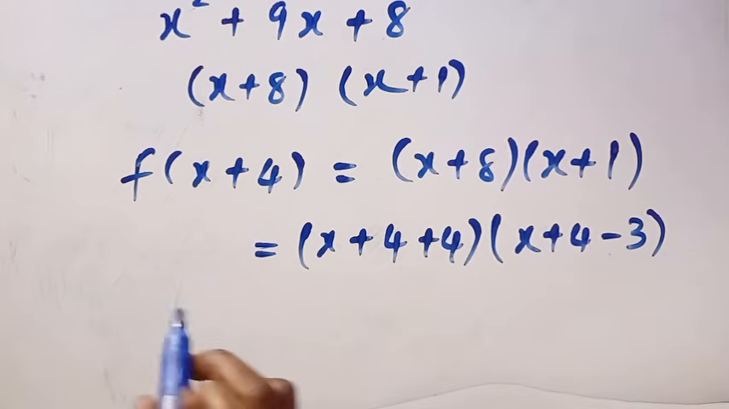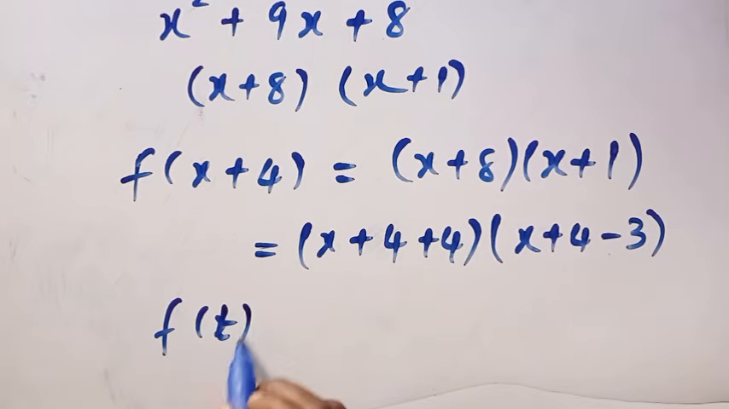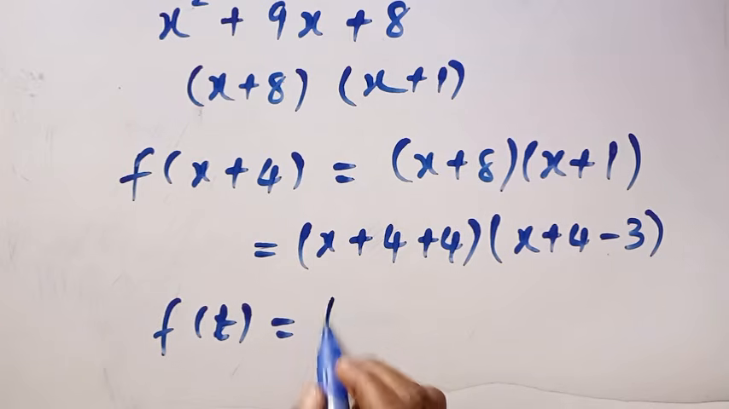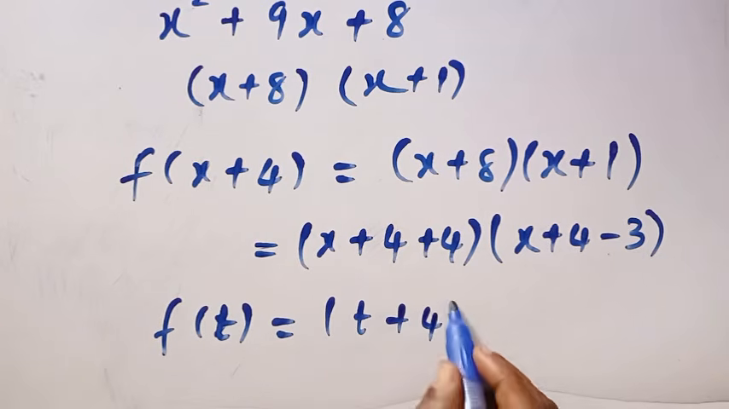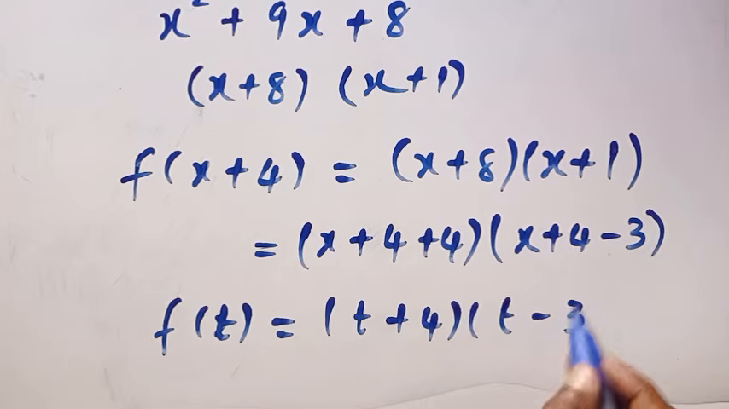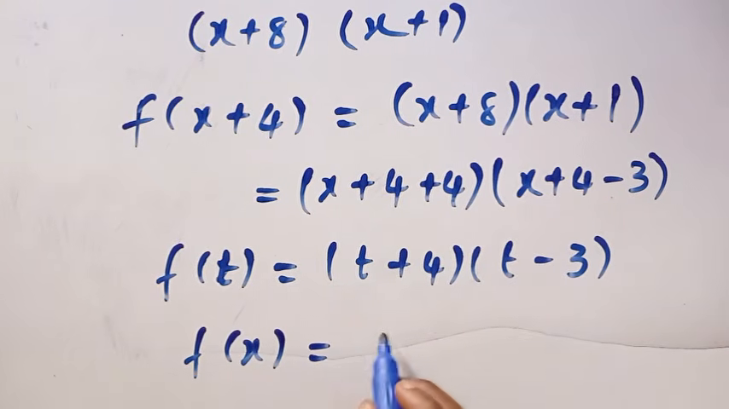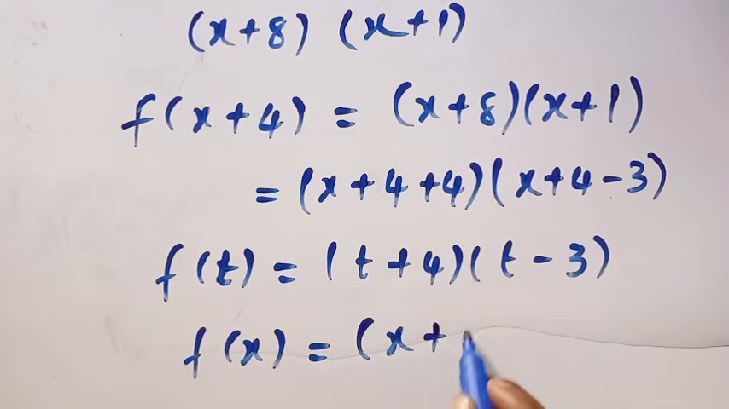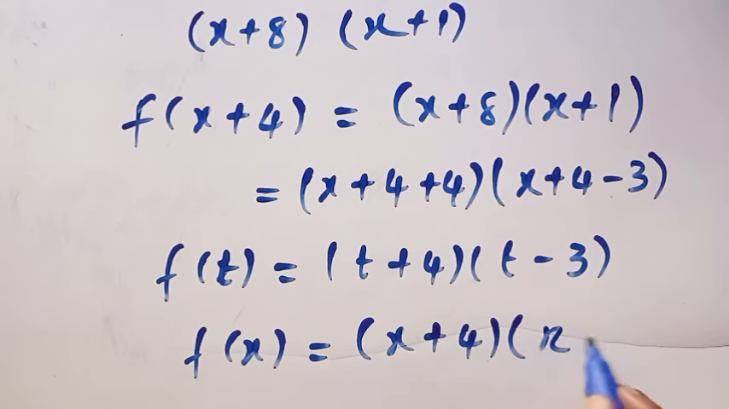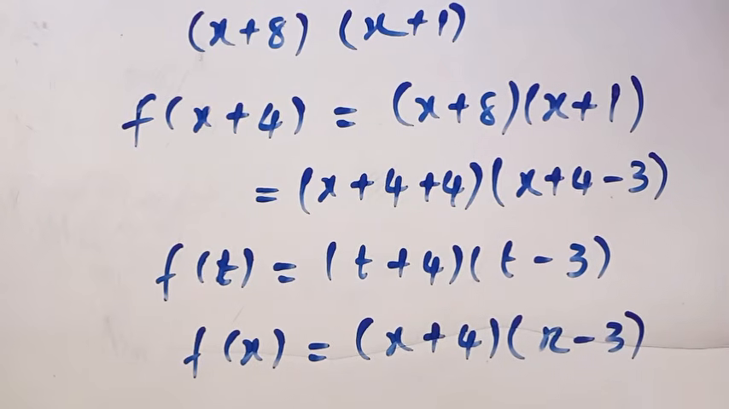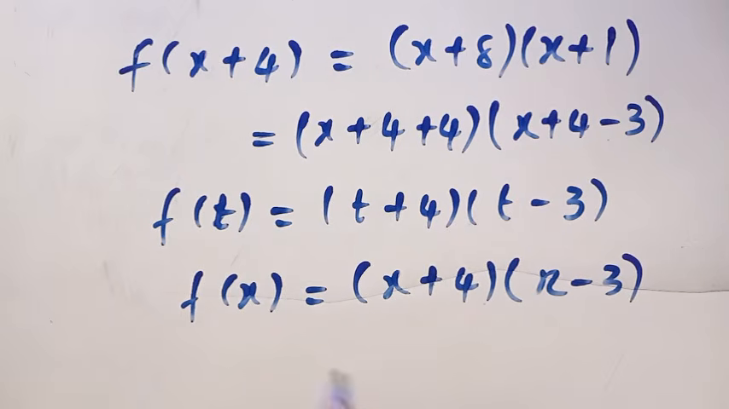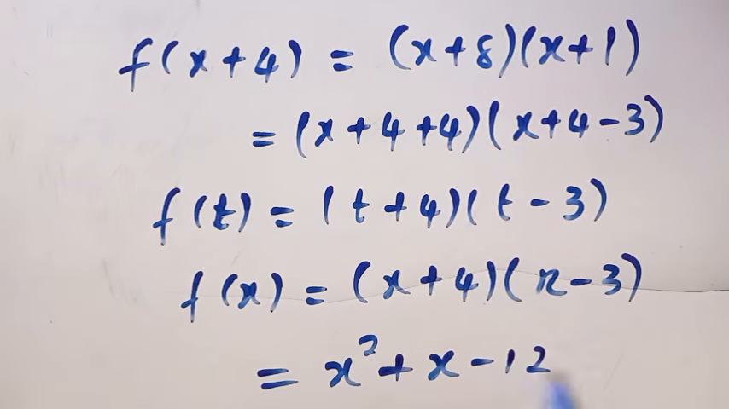Then anywhere we see x plus 4, replace it, so f of t equals, we have this as t plus 4 bracket t minus 3. So therefore, f of x equals x plus 4 bracket x minus 3. And expanding this out, we are going to get the same thing as x squared plus x minus 12. So this is how I solve this problem step by step, two methods in just 4 minutes.